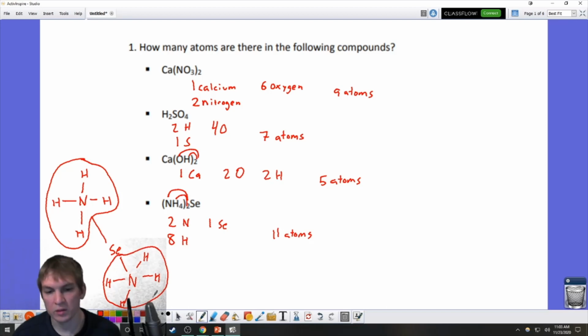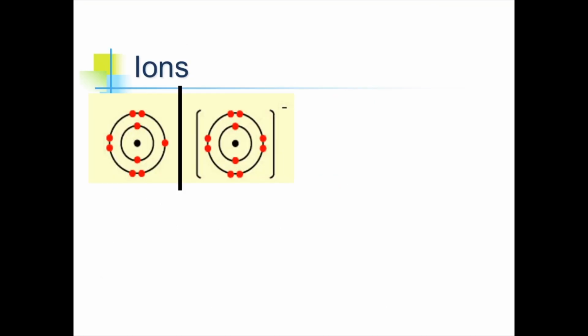Okay, and so if we have 2 of those groups, we need to indicate that those 2 groups are together. The NH4, that's a key thing. This is kind of like one compound that's kind of important.